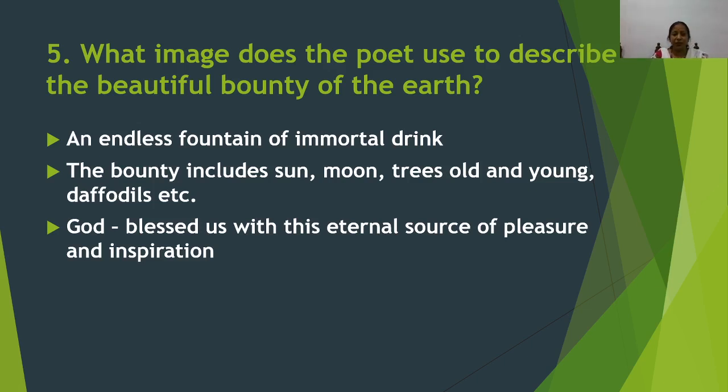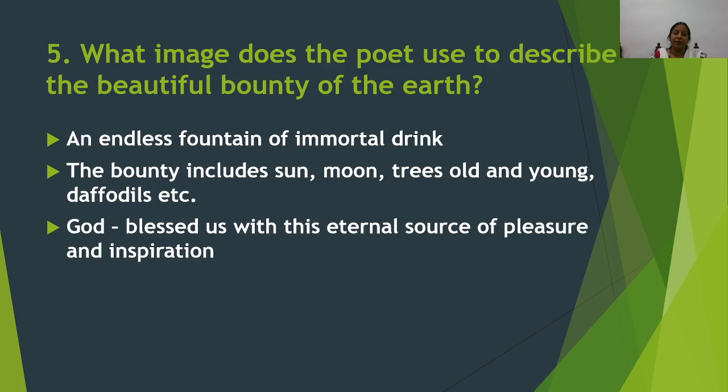What image does the poet use to describe the beautiful bounty of the earth? When the poet says that a thing of beauty is a joy forever, the poet gives us various examples of things of beauty. The poet says how different objects of nature are examples of things of beauty, and the earth is a reservoir of such things. To explain this better, the poet uses the image that things of beauty are available to us on the surface of the earth like an endless fountain of immortal drink.